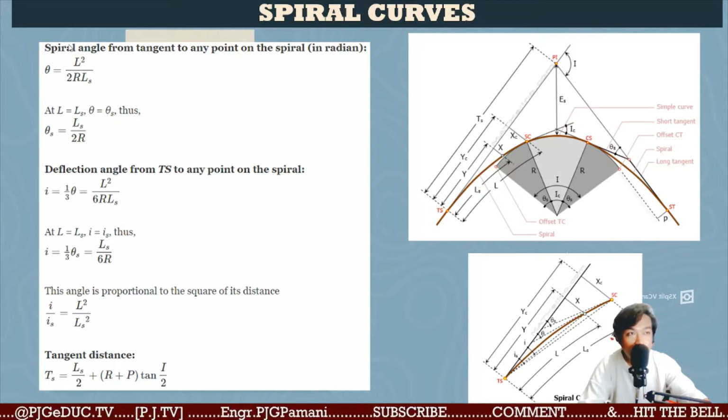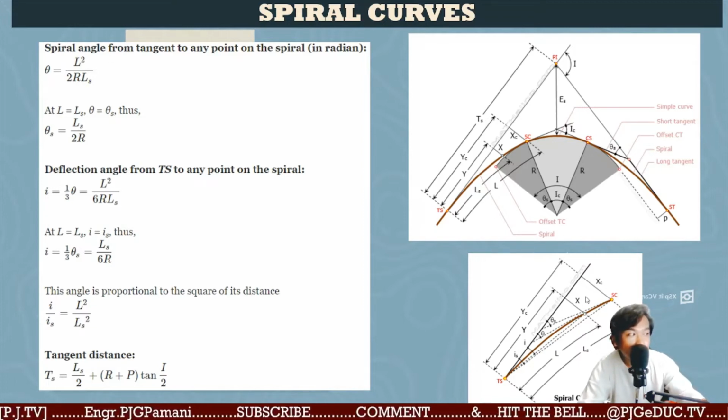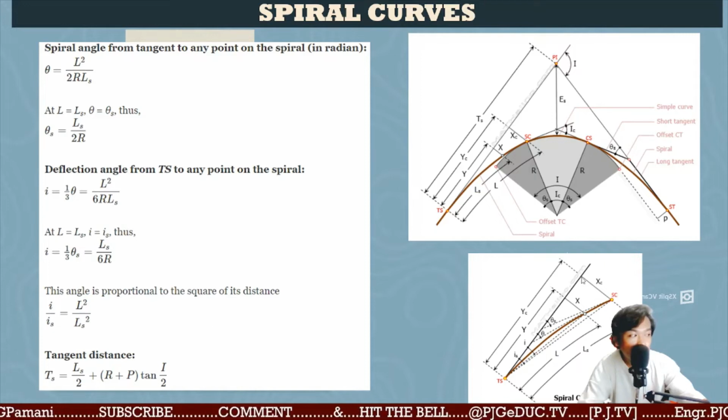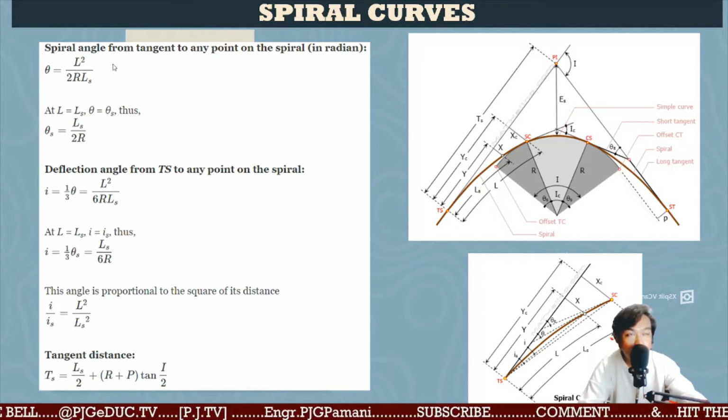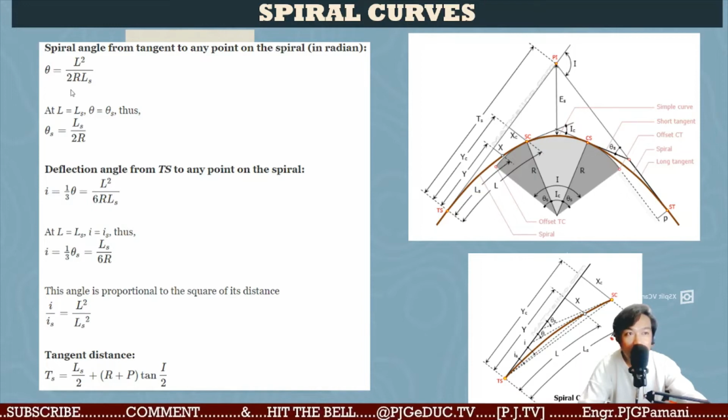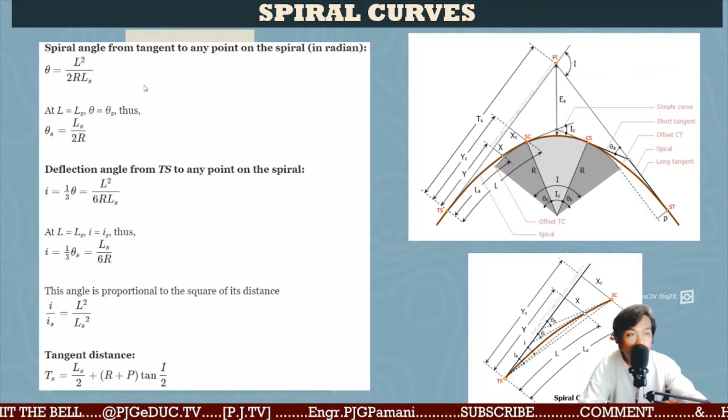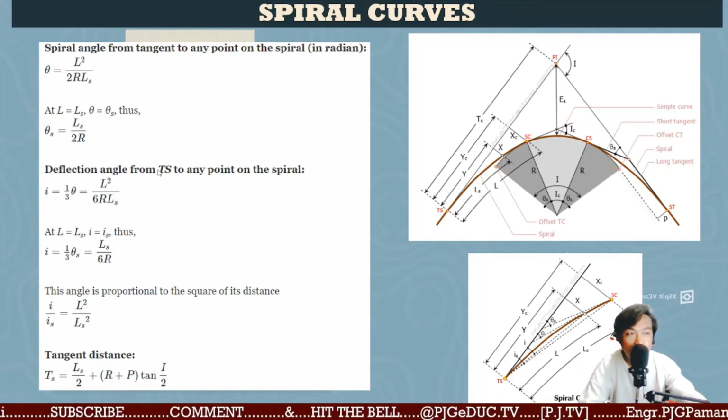Theta, which is the spiral angle. Spiral angle, ayun o, triangle lang yan o. Theta is simply equal to L squared, or the specified length at any point kasi yan, L squared over 2R LS, then multiply that with 180 over pi to solve the actual angle. But if we're referring to the total spiral angle, considering the total spiral length, theta S is equal to LS over 2R.